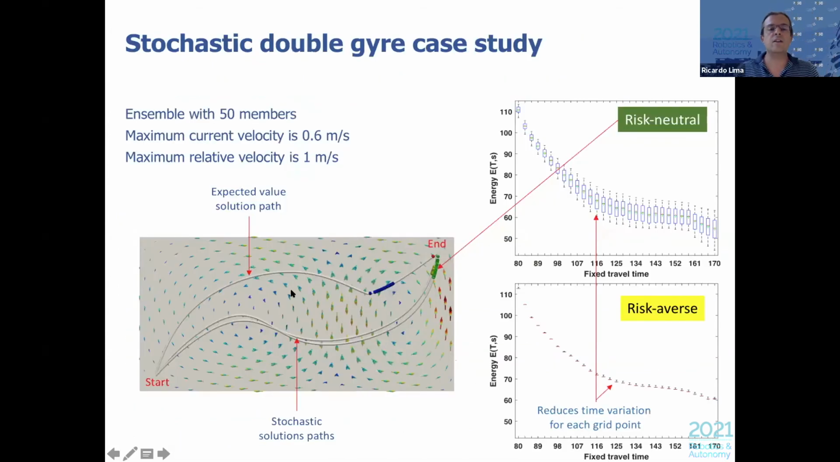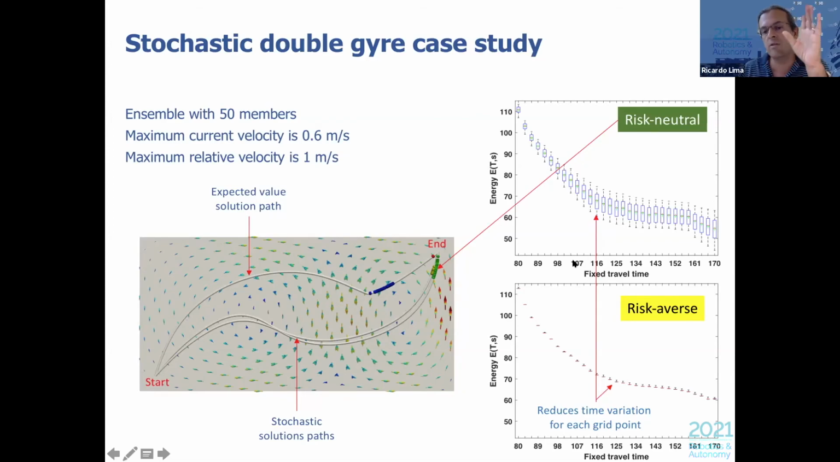Another case study that we have here is a stochastic double gyre case study. The current for the expected solution, that is the average current, is here. And when you do stochastic paths, you obtain these paths, which are different. We obtain also the Pareto curves for energy and travel time.